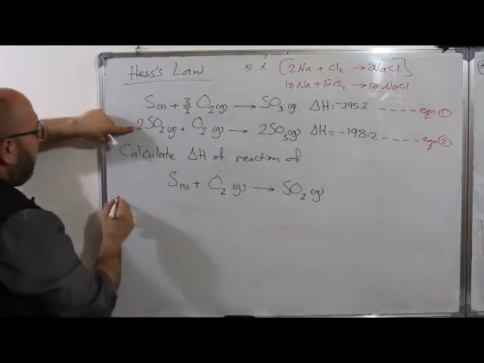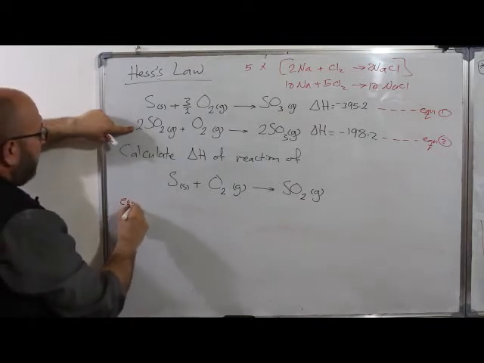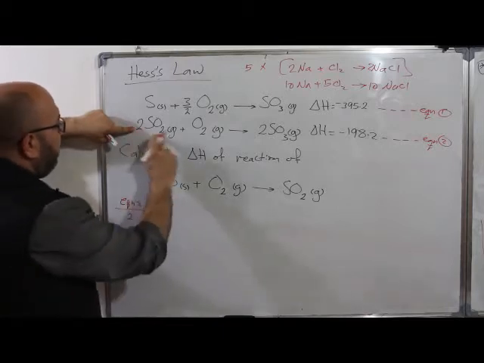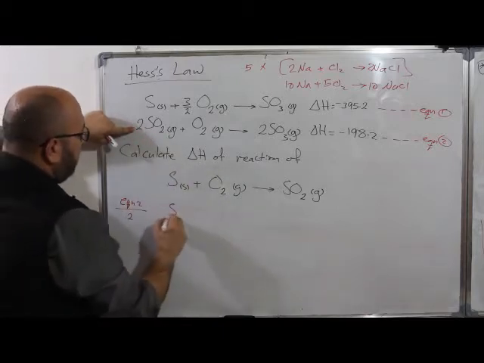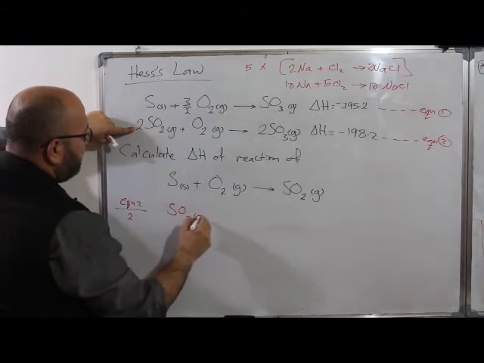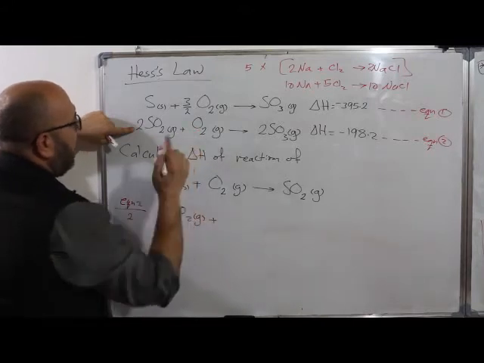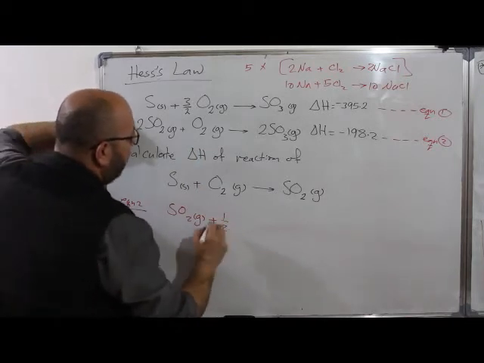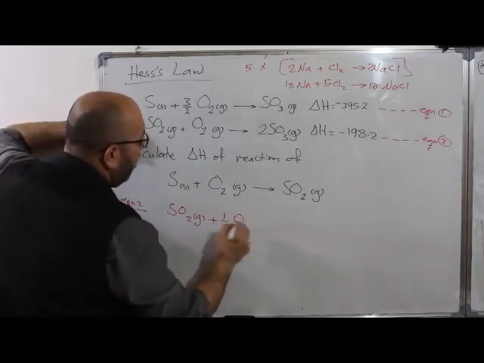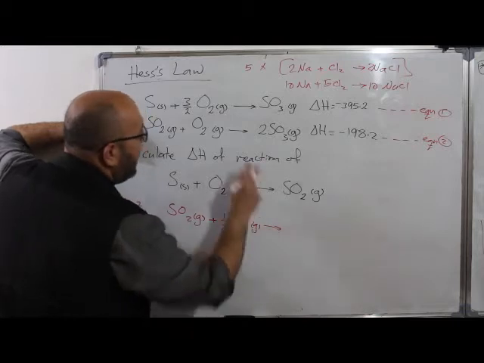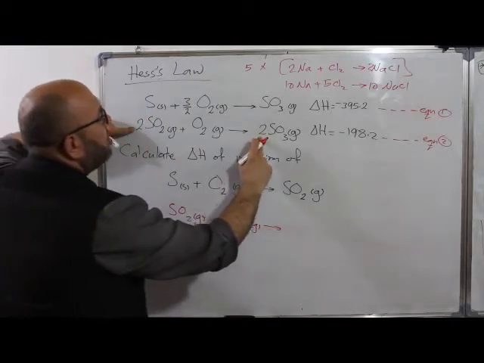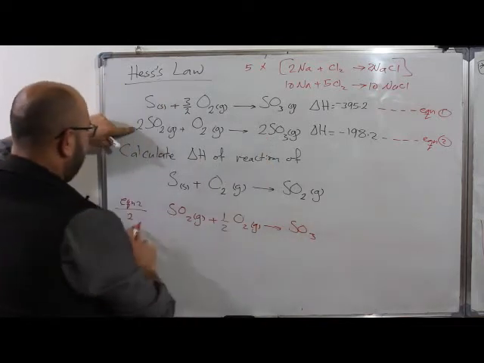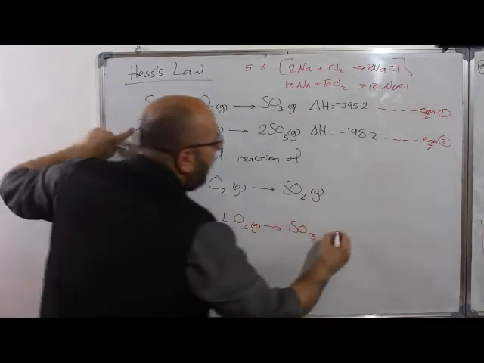We may say that equation 2 could be divided by 2. The first component, if it's divided by 2, turns to S as a gas, plus the 1 mole of O2 is going to be half mole of O2 as a gas. The last component here, 2 SO3, turns to SO3 just by dividing by 2.